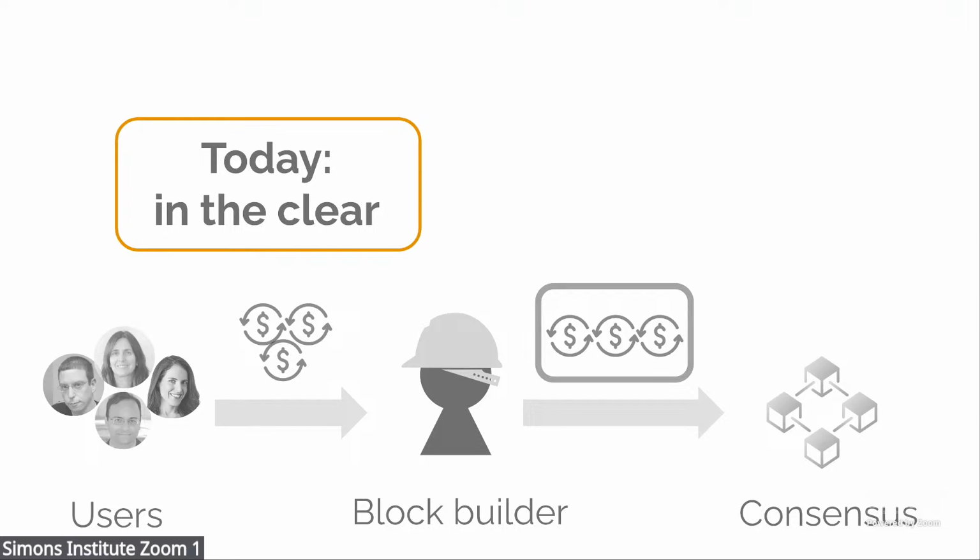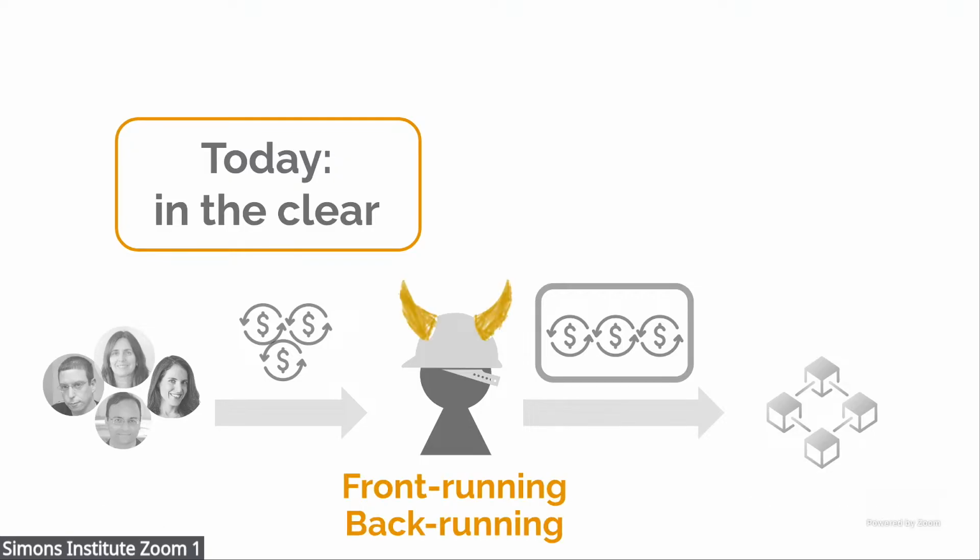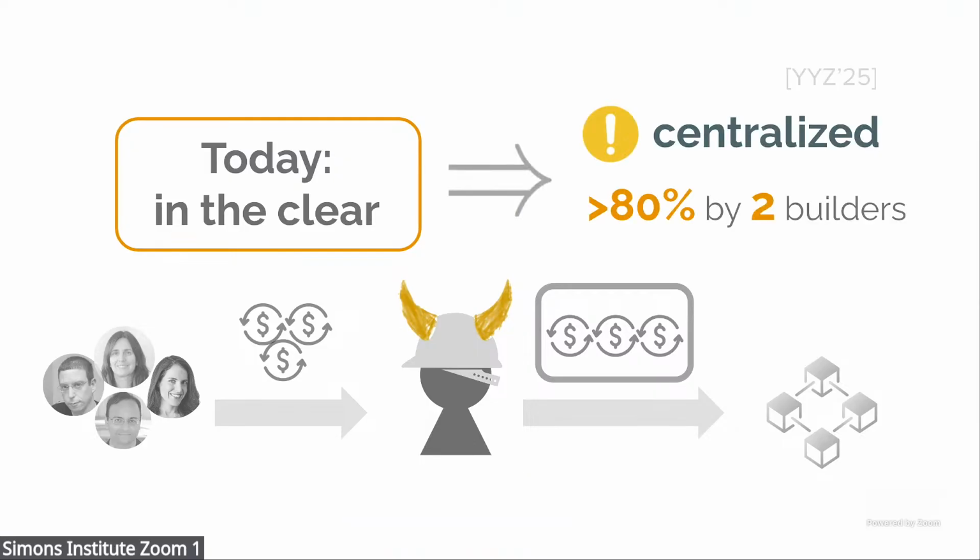And the drawback is, if this block builder can see what transactions people are submitting, it can easily front run and back run people's transactions. And if you do this in a careful manner, you can make risk-free profit. It's like arbitrage. And it turns out this is something that's quite dangerous.